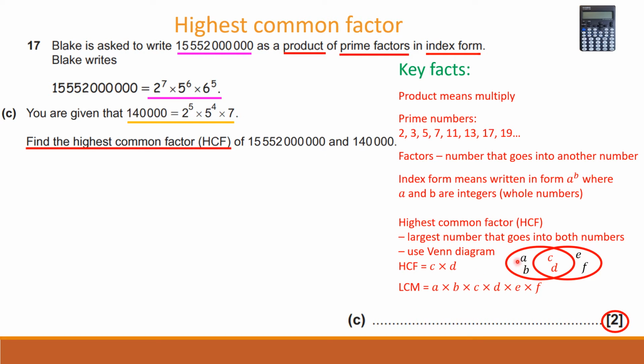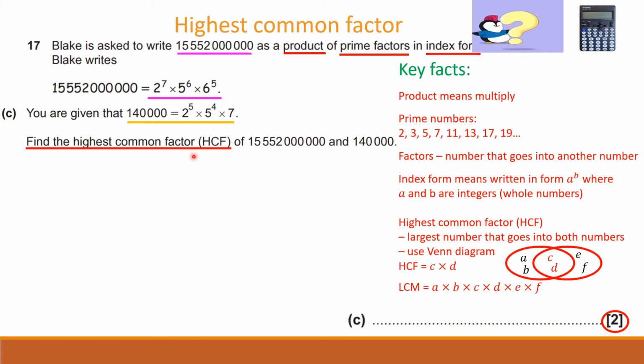If you multiplied every single number that you can see written in the two circles together, that gives you the lowest common multiple. So that is the difference between highest common factor and lowest common multiple. In this question here, we're only interested in the highest common factor.